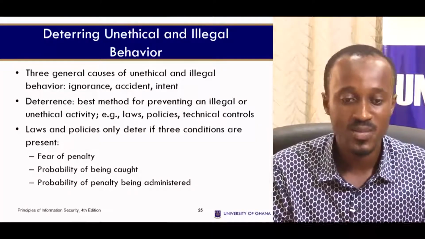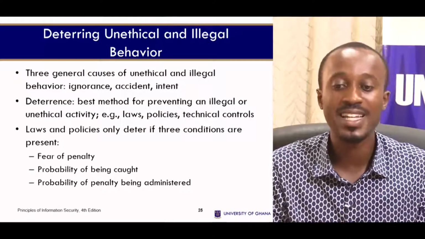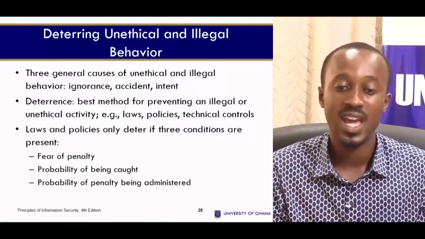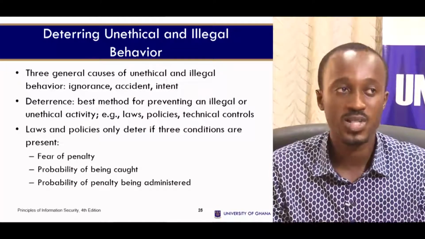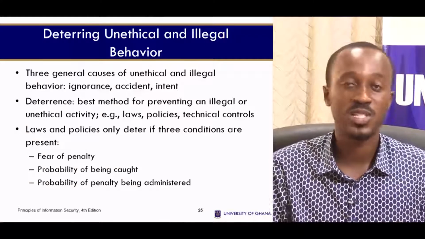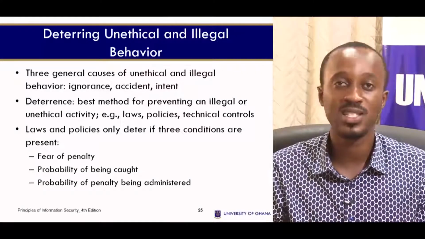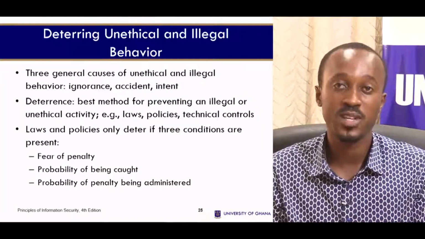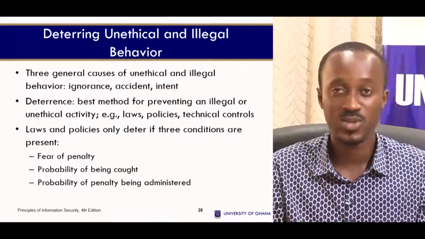Now, the best methods for preventing an illegal or unethical activity, for example, are when you have laws, when you set policies, when you have technical controls, and so on and so forth. So once the person wants to cross the line, it means that the law is there to shape them, to govern them. If there are sanctions, they are applied, and so on and so forth.